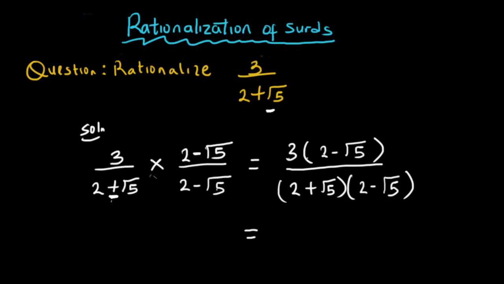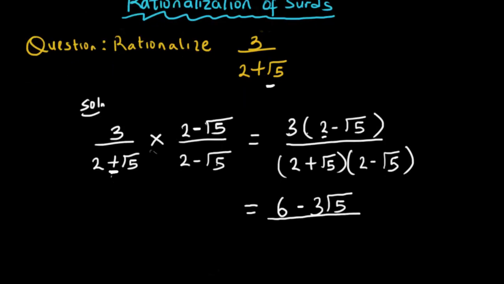So this will be 3 times 2. 3 times 2 is 6. And then I have 3 times minus root 5. That will give me minus 3 root 5. Do you understand? All over.